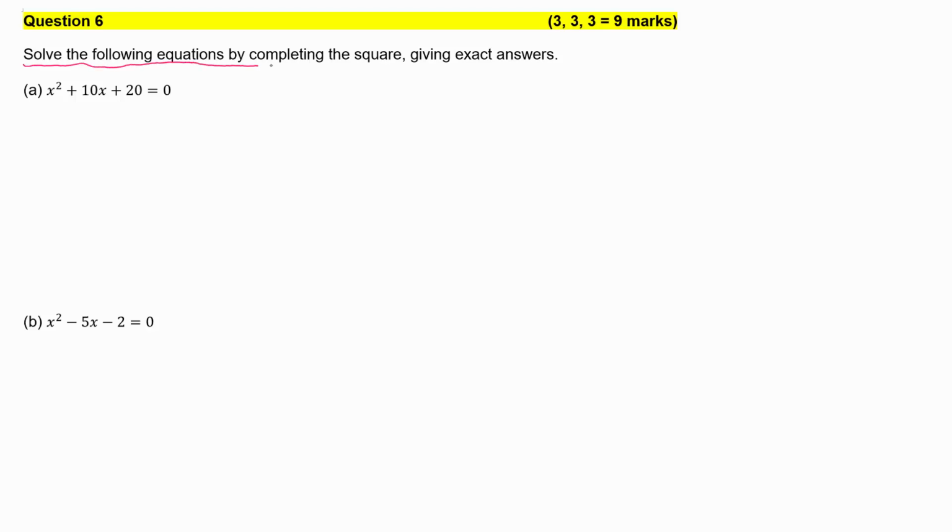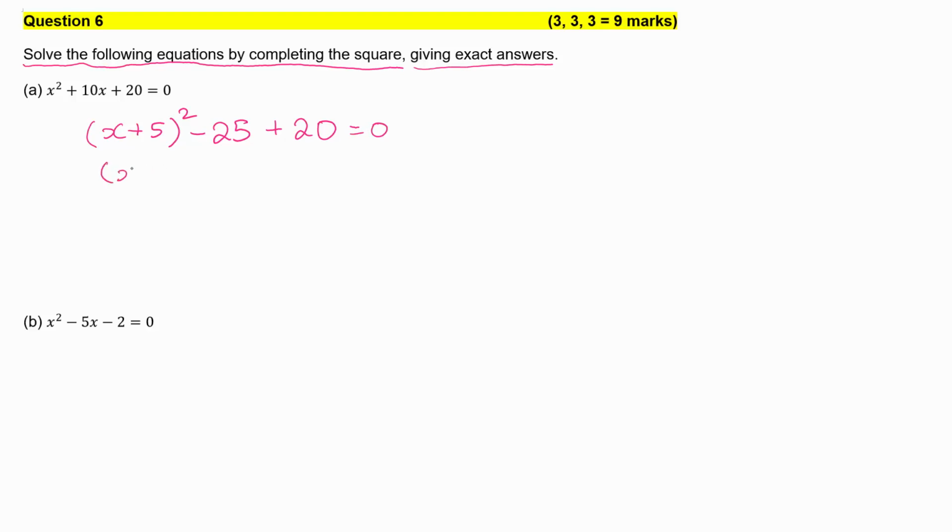Solve the following equations by completing the square, giving exact answers. So no need to use the calculator. Completing the square here, we would get x plus 5 squared. Then take away 25, because that's 5 squared. And then don't forget the 20 is equal to 0.